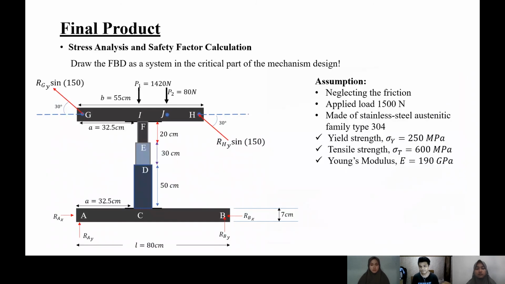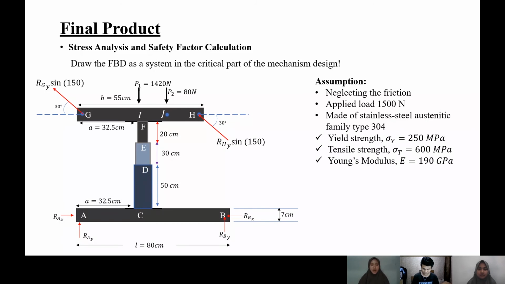Okay, as explained by Glenn, we already have a final product with its dimensions, and then we try to analyze the most critical part in the mechanism design system. Here is the FBD, or free body diagram, of the system in the critical part of the mechanism design.